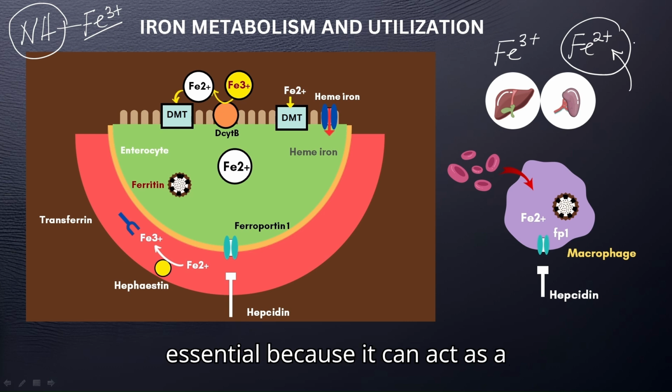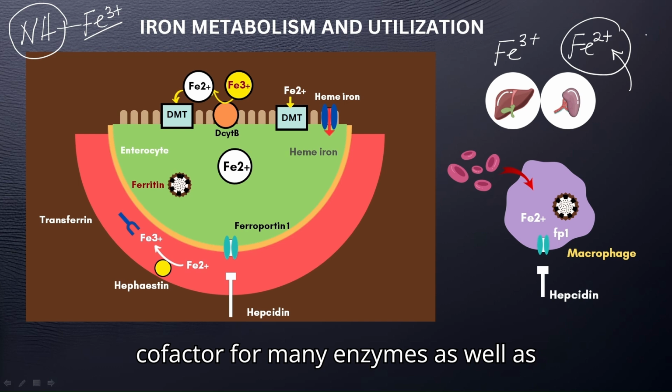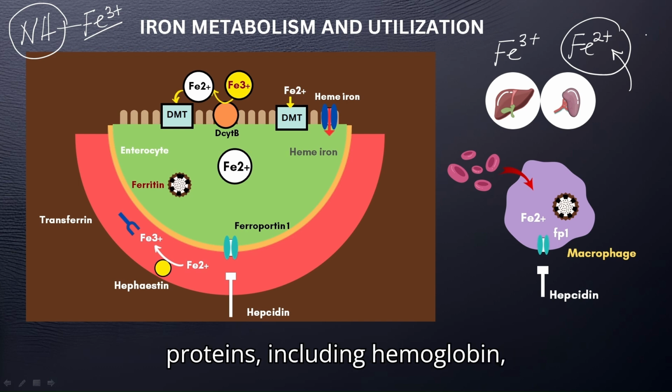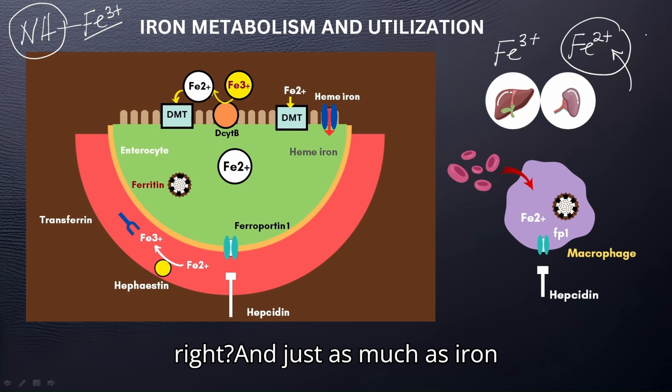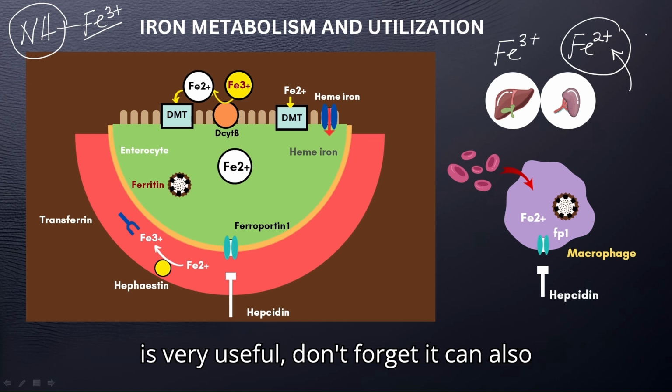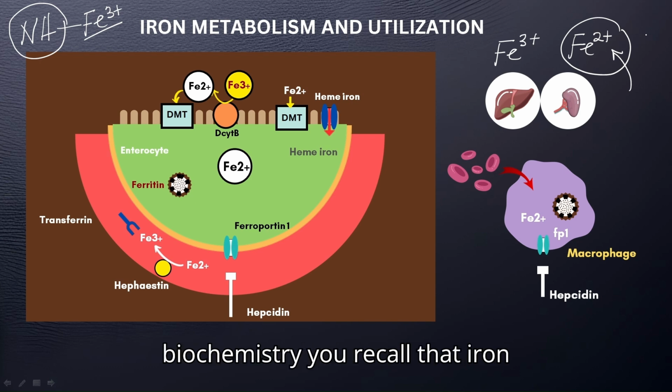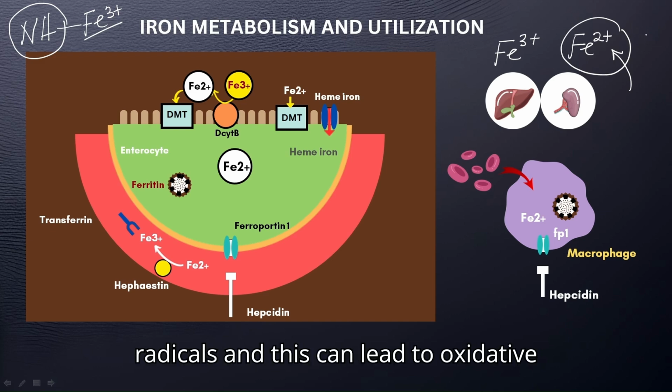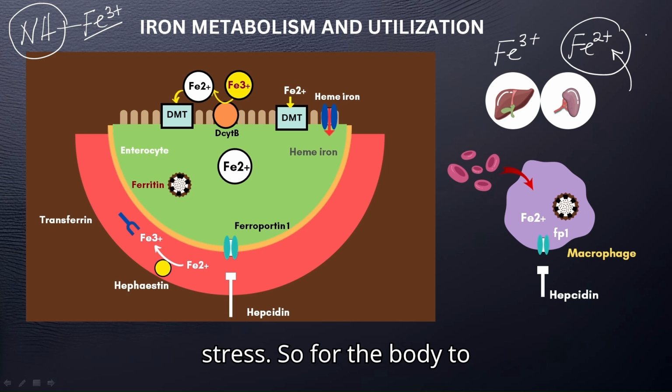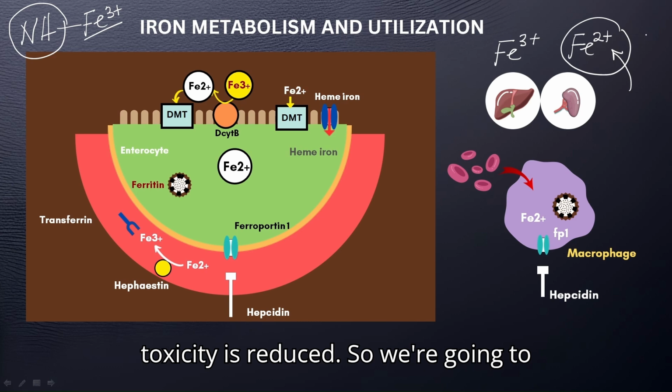So iron is very essential because it can act as a cofactor for many enzymes as well as proteins, including hemoglobin, right? And just as much as iron is very useful, don't forget it can also be very toxic because from biochemistry, you recall that iron can catalyze the formation of free radicals, and this can lead to oxidative stress. So, for the body to mitigate that risk, the body has very complex regulatory systems that ensure a safe absorption, transport, or utilization of iron in such a way that the potential toxicity is reduced.